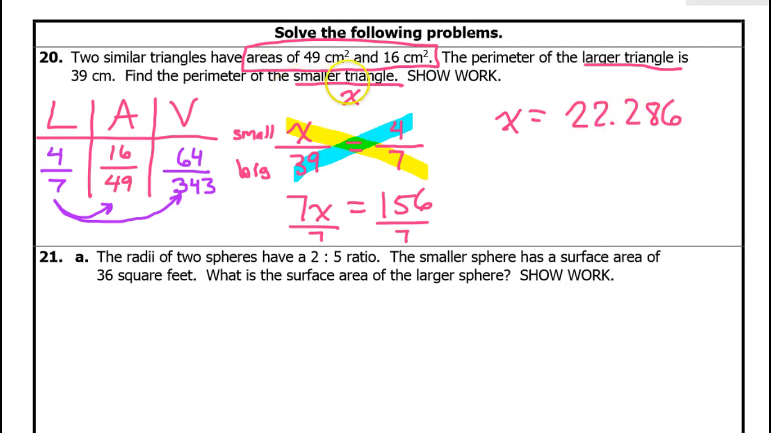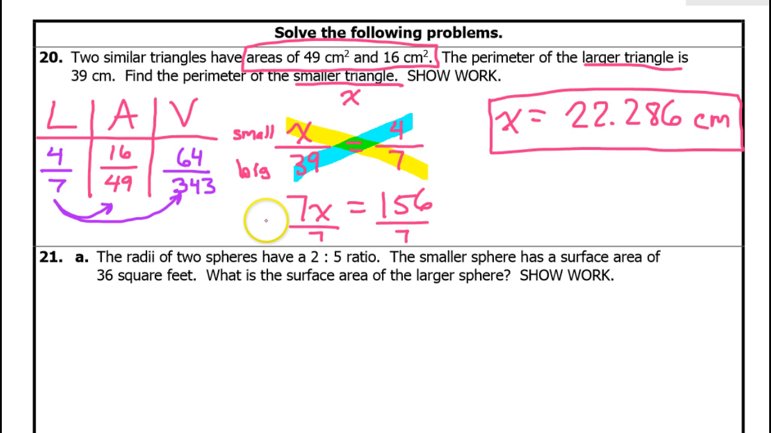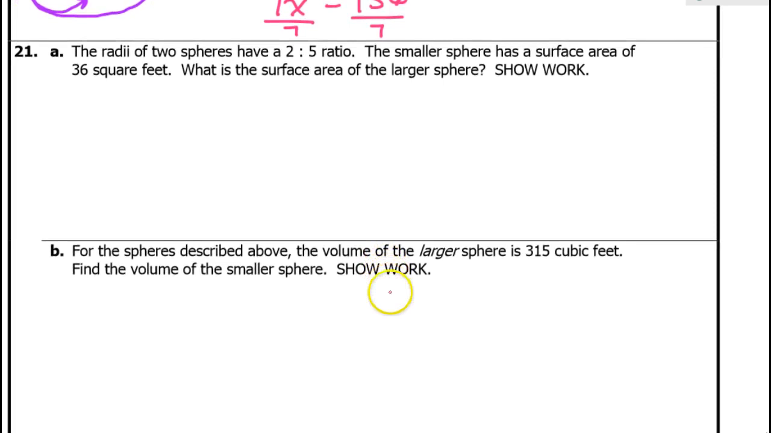All right, and perimeter. So this is a length, like we said, so the units would be centimeters. All right, so this should be the answer to number 20. All right, let's practice that again on problem number 21.